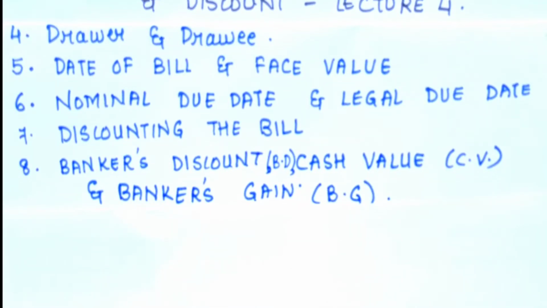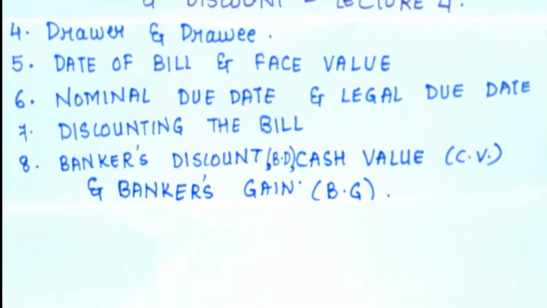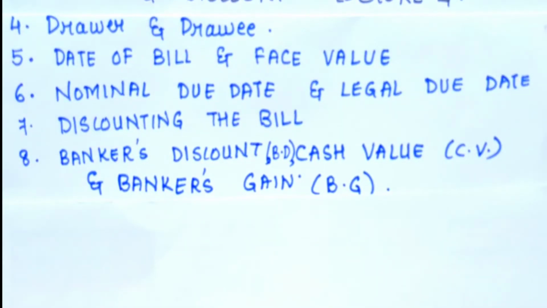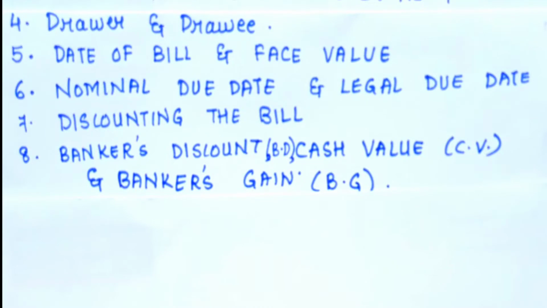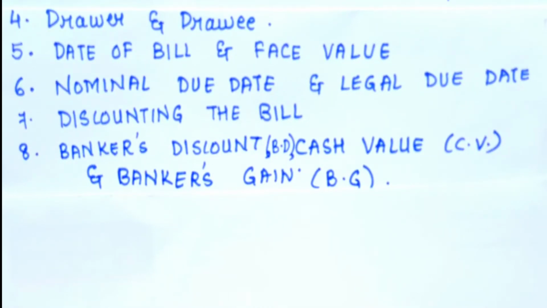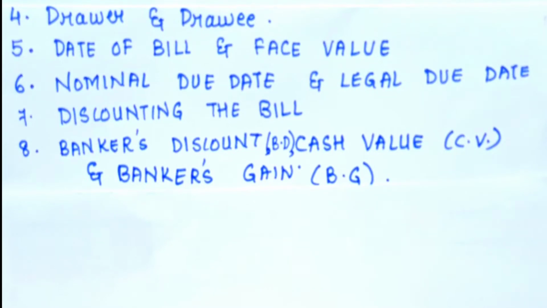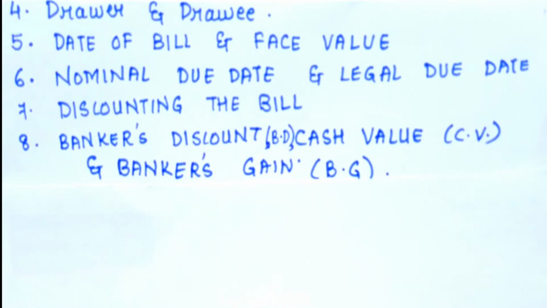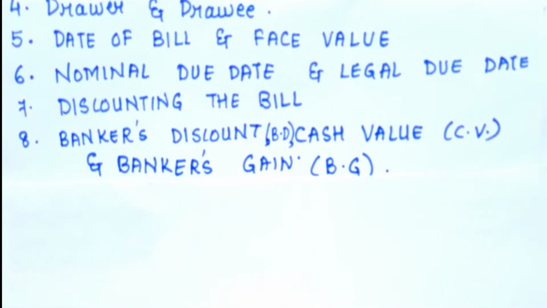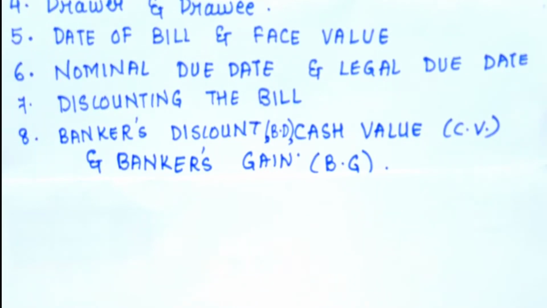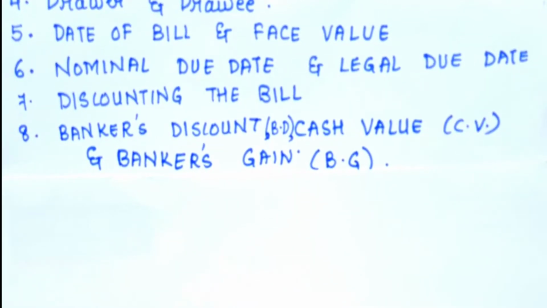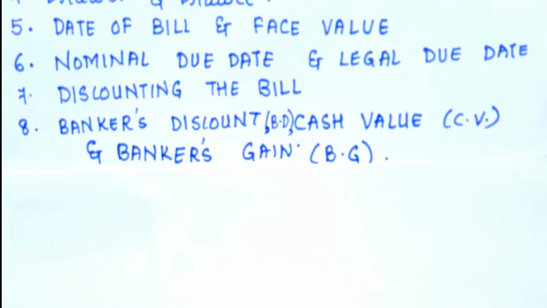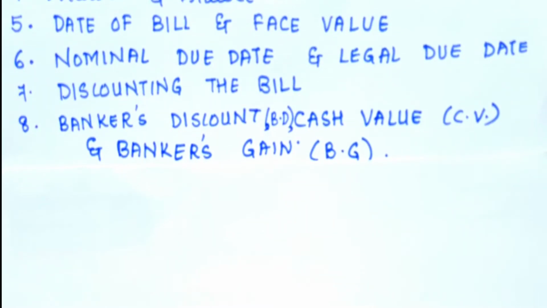What do you mean by banker's discount? When a bill is discounted at a bank, the banker will deduct an amount from the face value of the bill at the given rate of interest for the period from the date of discounting to the legal due date and pay the balance to the drawer. This amount is known as the banker's discount. The amount paid to the holder of the bill after deducting banker's discount is known as the cash value of the bill paid on the date of discounting.